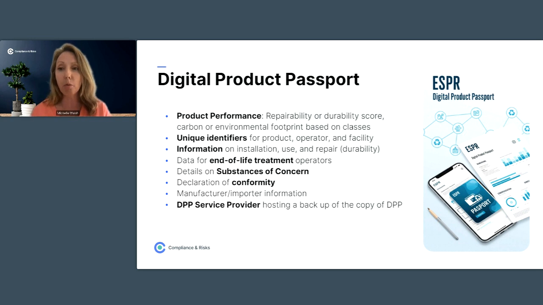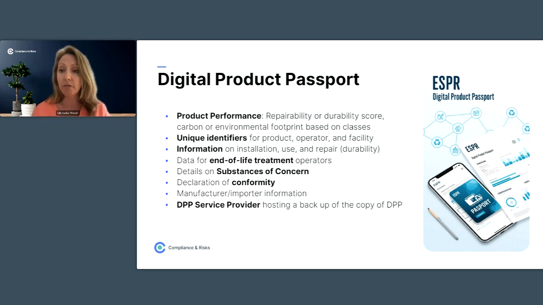Details on substances of concern. Now, this is quite an important one. So I'm sure everyone's really familiar with substances of very high concern, which we are familiar with under the EU REACH regulation. The substances of concern is actually a broader category, and it includes substances that could hinder or have a negative effect on recycling or reuse. So there could be a larger number of substances included in this category, which will need to be reported in the DPP. So this is one to be really careful of.